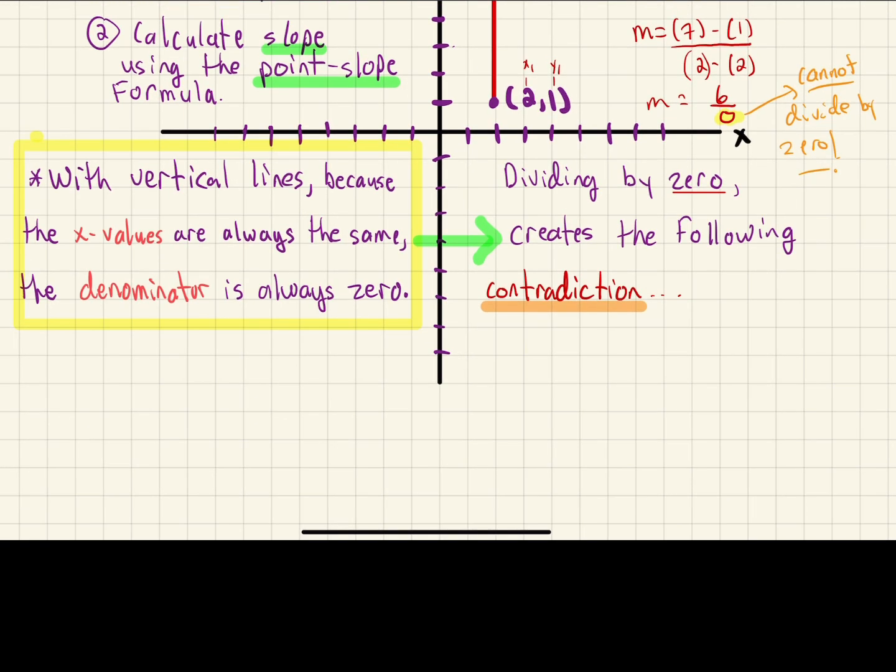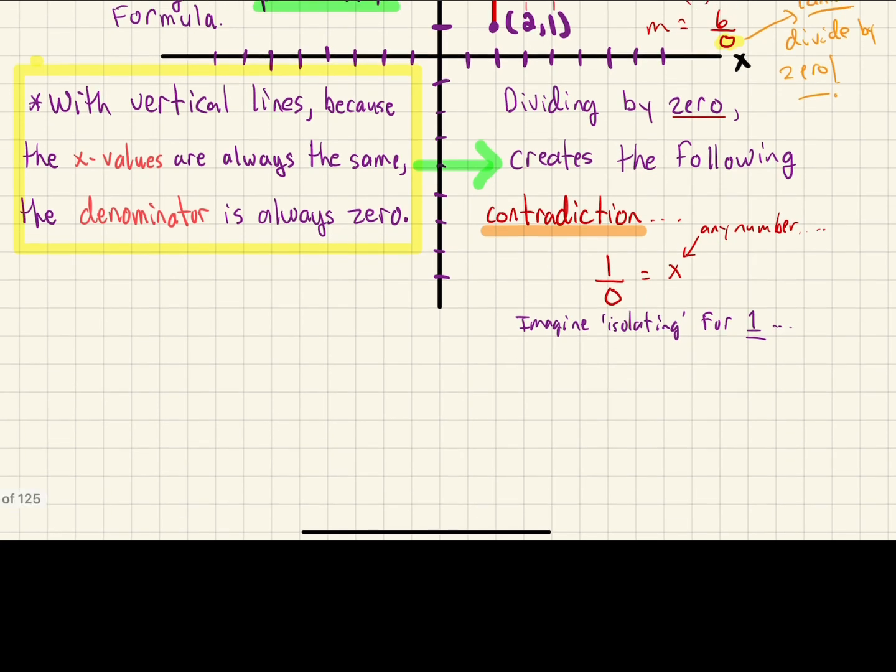Now the issue with dividing by 0 is that it creates a contradiction that can be shown algebraically. Let's say we take 1 and we divide it by 0, and we say that that number is equal to, well, x. I want you to think about x really as any number. It could be anything. Now imagine we decided to isolate for 1. Well, you would move the 0 over to the other side. Since it's being divided by 0, when it goes to the other side, it will be multiplied by 0. And so then we would have 1 is equal to x times 0. And anything multiplied by 0 is going to be 0.